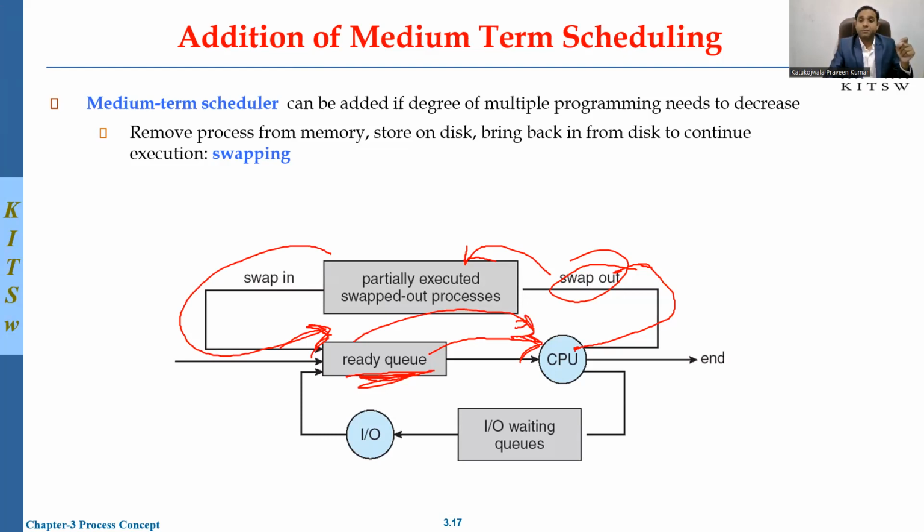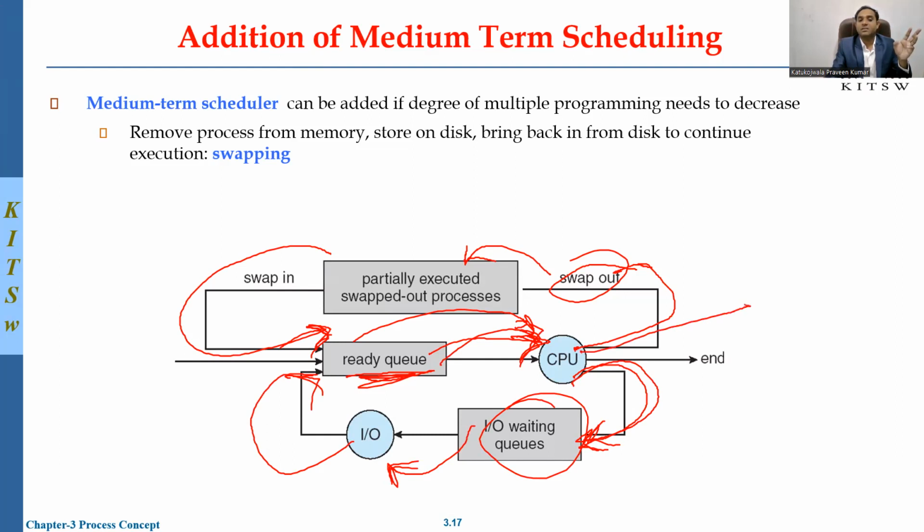If that process is waiting for any IO devices, then it will be sent to the IO device queue. Whenever the input output device is allocated, it will be sent to the ready queue. From the ready queue to the CPU, it will move. Then after completion of CPU execution, it will be sent to the end. That is, the process will end here, right? This is the medium-term scheduler.